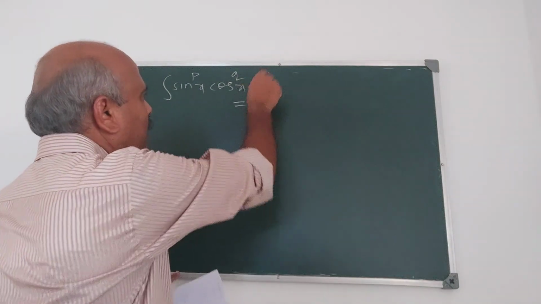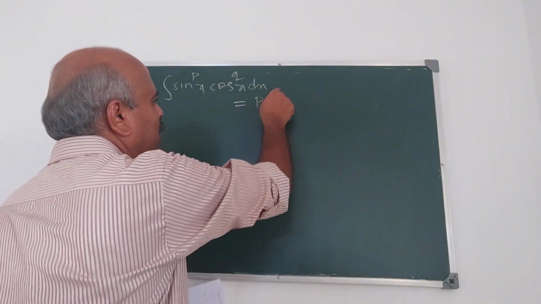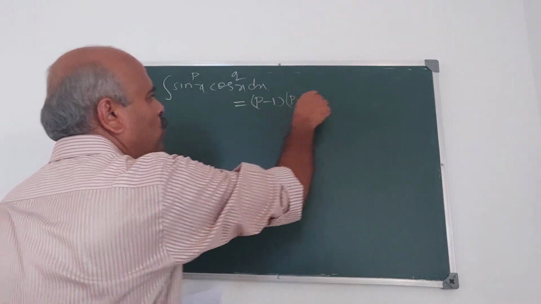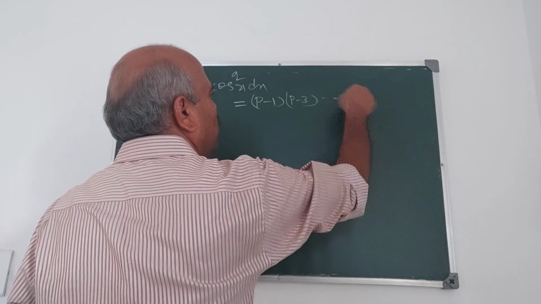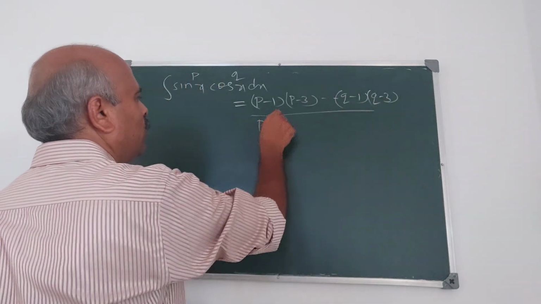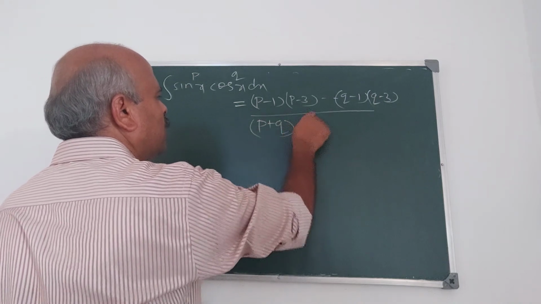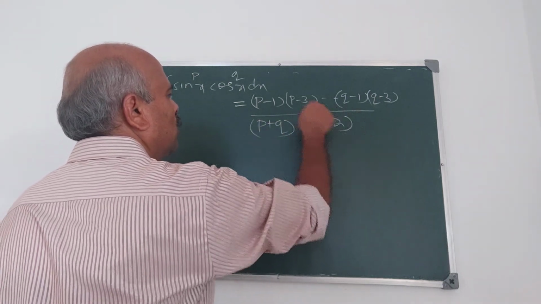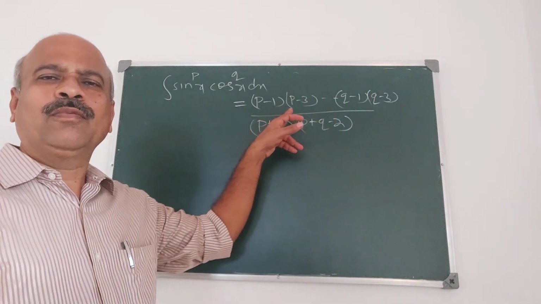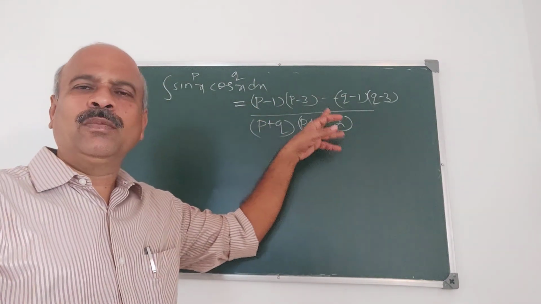The formula has three factors. The numerator starts from p minus 1, and each factor decreases by 2. Two factors are there, q minus 1, q minus 3, and so on. And the denominator starts from p plus q. The next factor is p plus q minus 2. See, in a simple way, we can state the formula like this, and it is easy to remember.